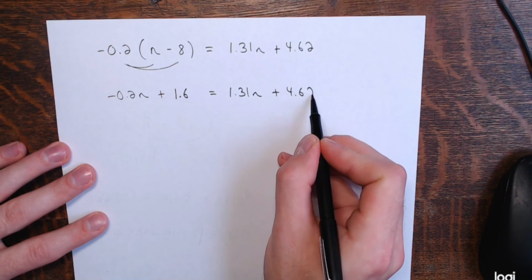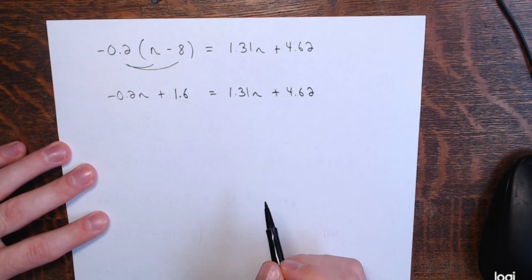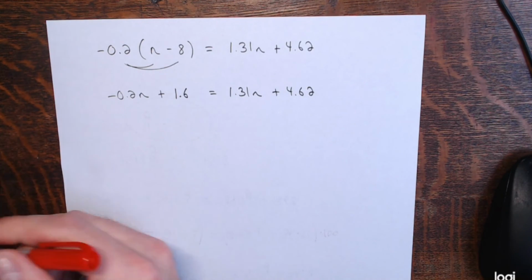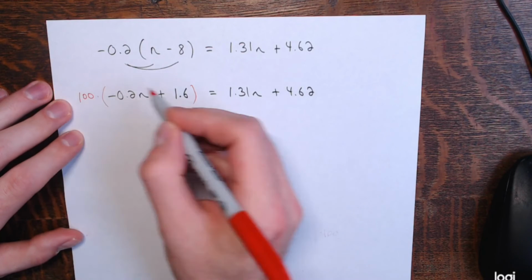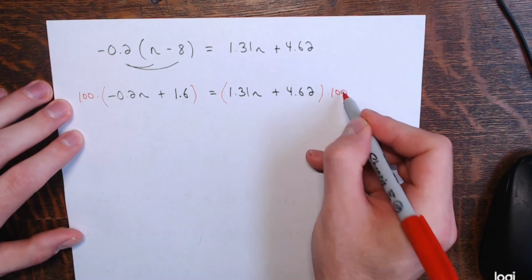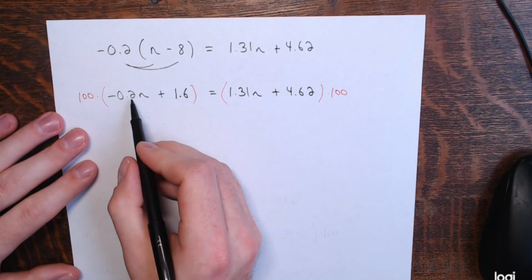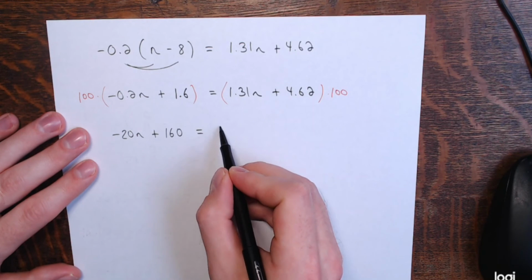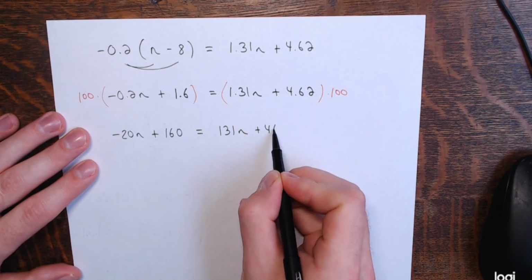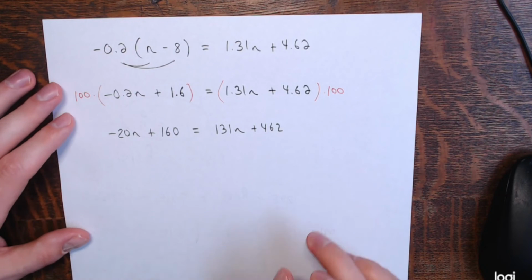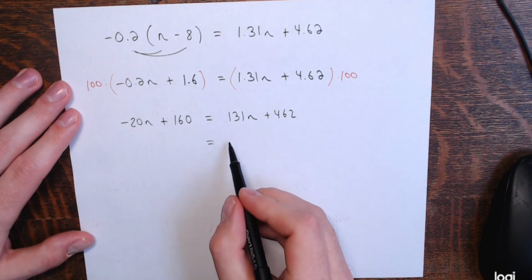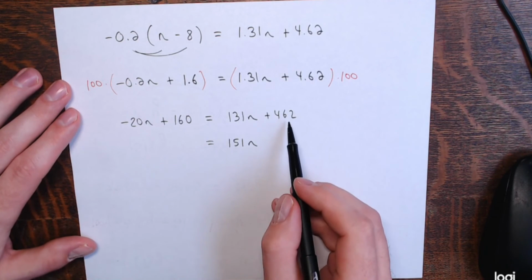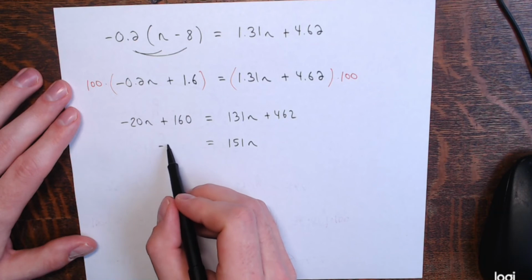And again, the numbers you'd have to multiply by to clear the decimals would be 10, 10, 100, 100. The largest of those is 100. So again, I need to multiply both sides by 100. Everything gets a decimal point moved to the right twice. This would be negative 20n plus 160 equals 131n plus 462, right after multiplying by 100. Alright, so if I add 20n, that's going to give me 151n on the right. And if I subtract 462, that'll be negative 302 on the left.